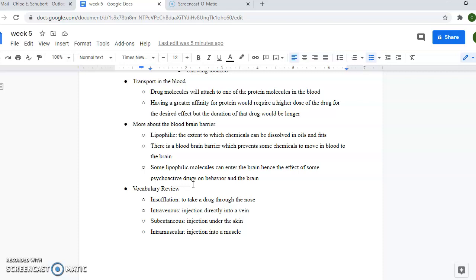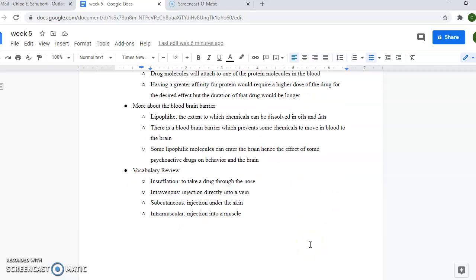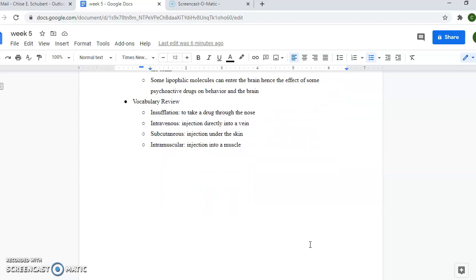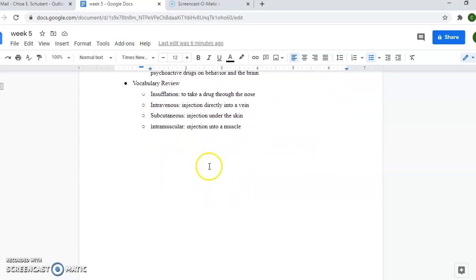More about the blood-brain barrier. Lipophilic is the extent to which chemicals can be dissolved in oils and fats. There is a blood-brain barrier which prevents some chemicals from moving in the blood to the brain. Some lipophilic molecules can enter the brain, hence the effect of some psychoactive drugs on behavior in the brain.